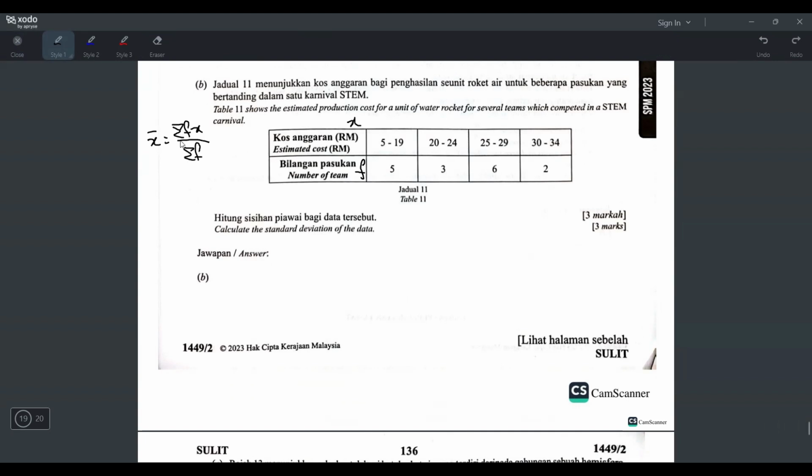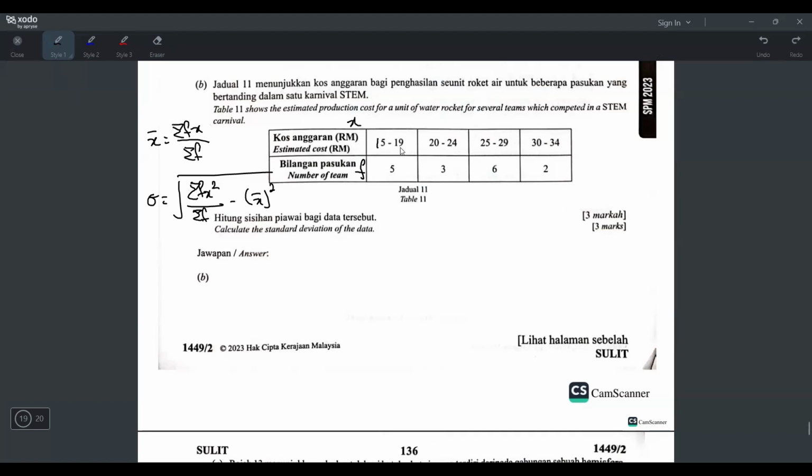Kalau ada frequency, we will use this formula. And then for standard deviation, it will be square root sum of fx square divide with the sum of f minus with the mean square. That's why I write the mean formula for you, because when you find standard deviation, you need to find mean dulu. Then baru boleh masuk dalam formula standard deviation. Okay, so let's find the x, the midpoint.